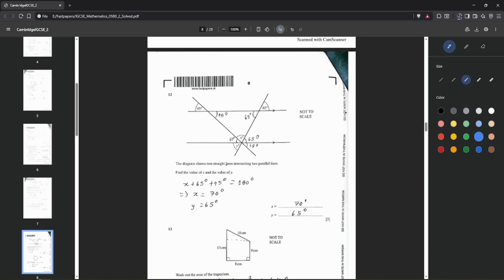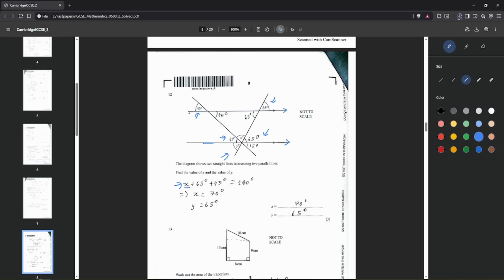Alright, in the next question, the diagram shows two straight lines intersecting two parallel lines. So these two are parallel lines. Find the value of x and the value of y. So we know this angle is 45 degrees, so the angle shown is also 45 degrees because these are parallel lines. This is 65 degrees, so this angle will also be 65 degrees. So if we add 45 plus x plus 65, this will be equal to 180 degrees because this is a straight angle, right? So if we make x the subject of the formula, we get 70 degrees.